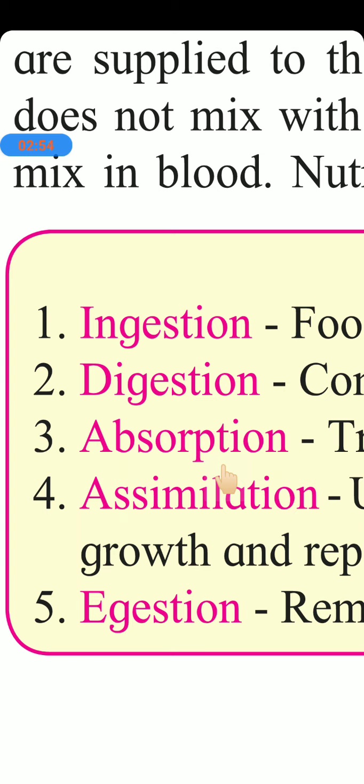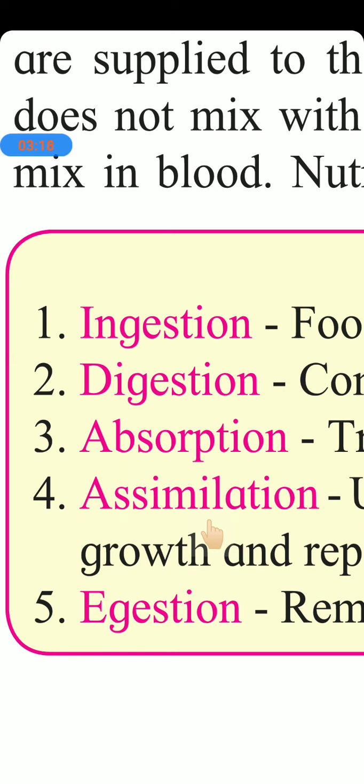Third step is absorption. In this process, transfer of the soluble form to the blood is done. That is, in digestion, the food is converted to the soluble form, and that soluble food will be transferred to the blood. Fourth step we have is assimilation.